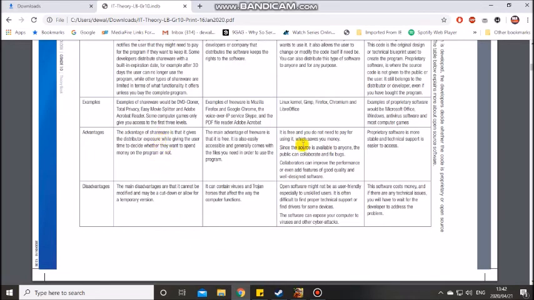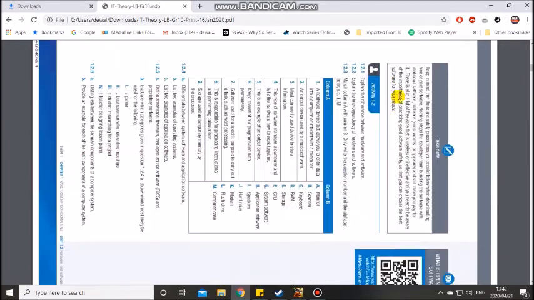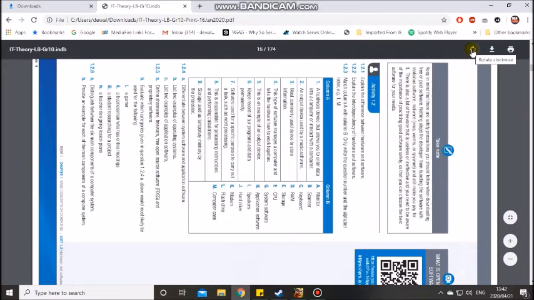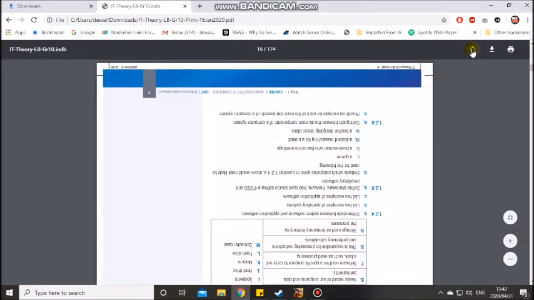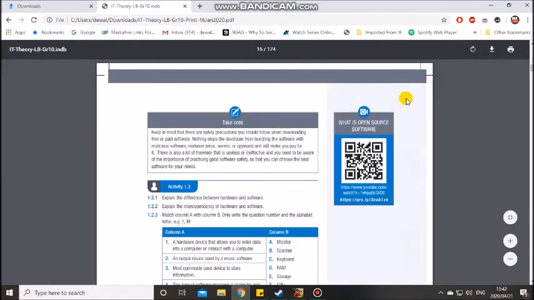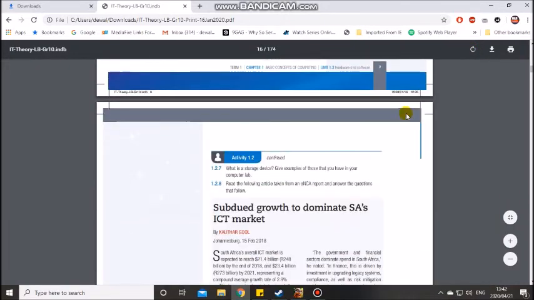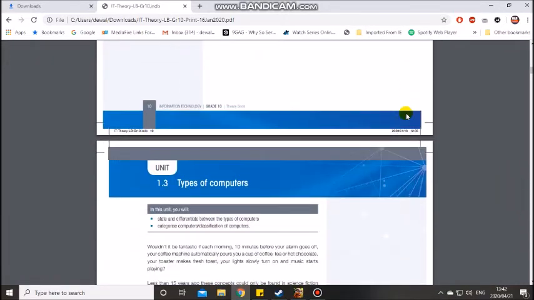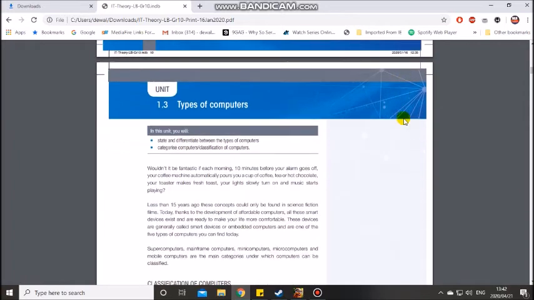Okay, so here are examples, and advantages and disadvantages of each one. You can just scan through quickly, and then we carry on. That's part of the activity.